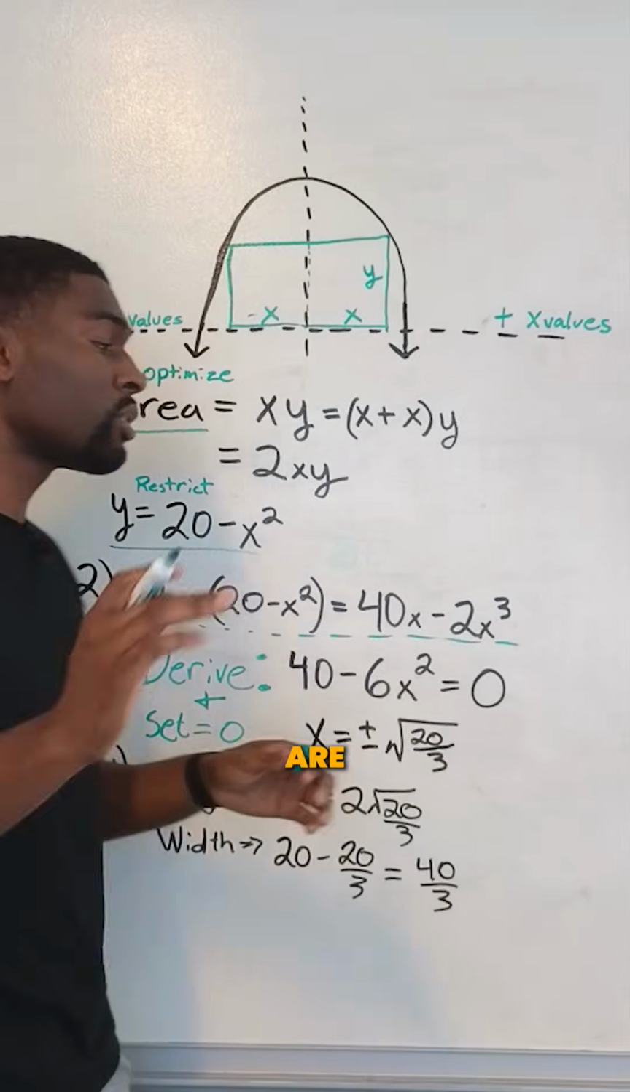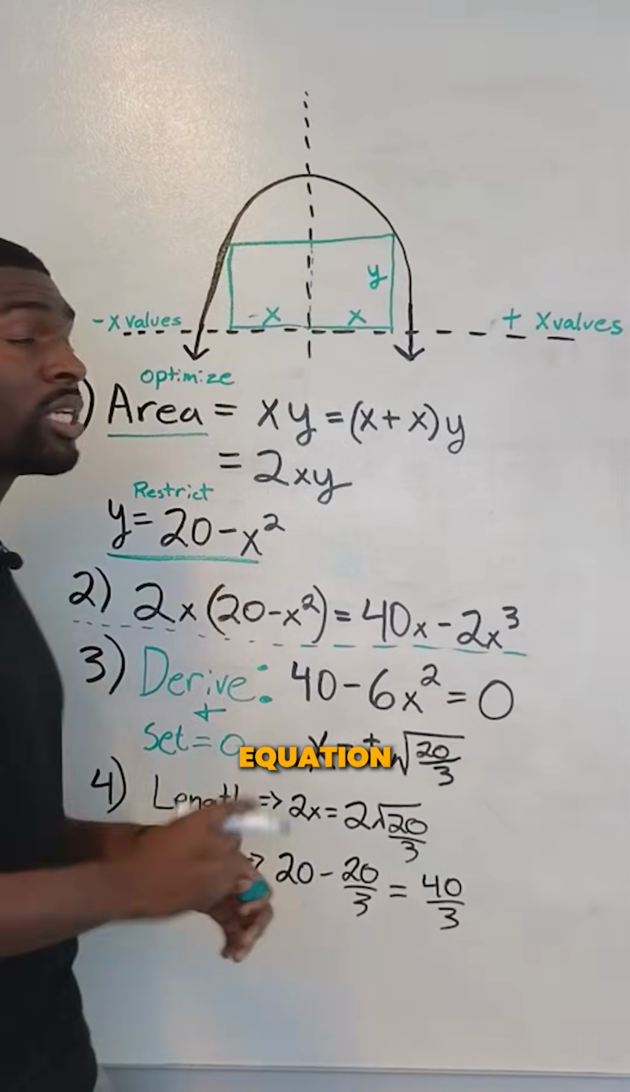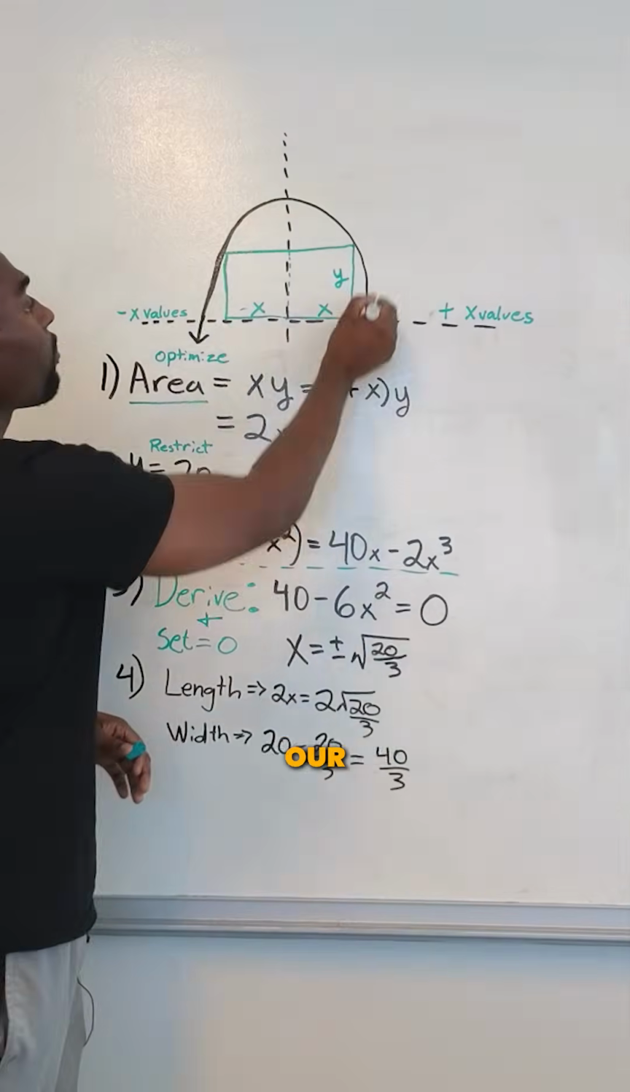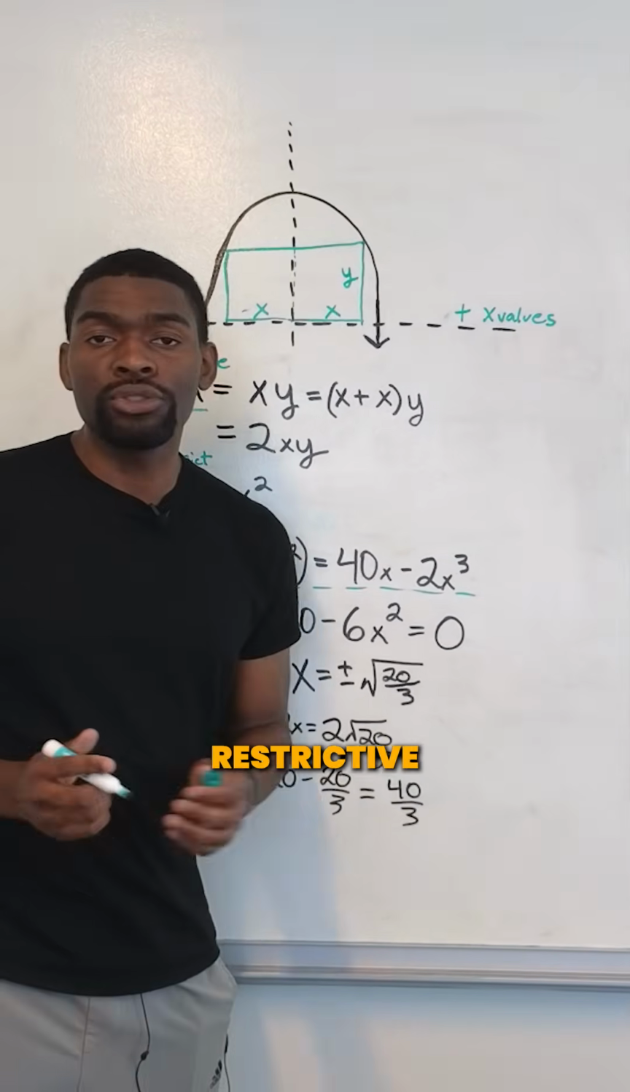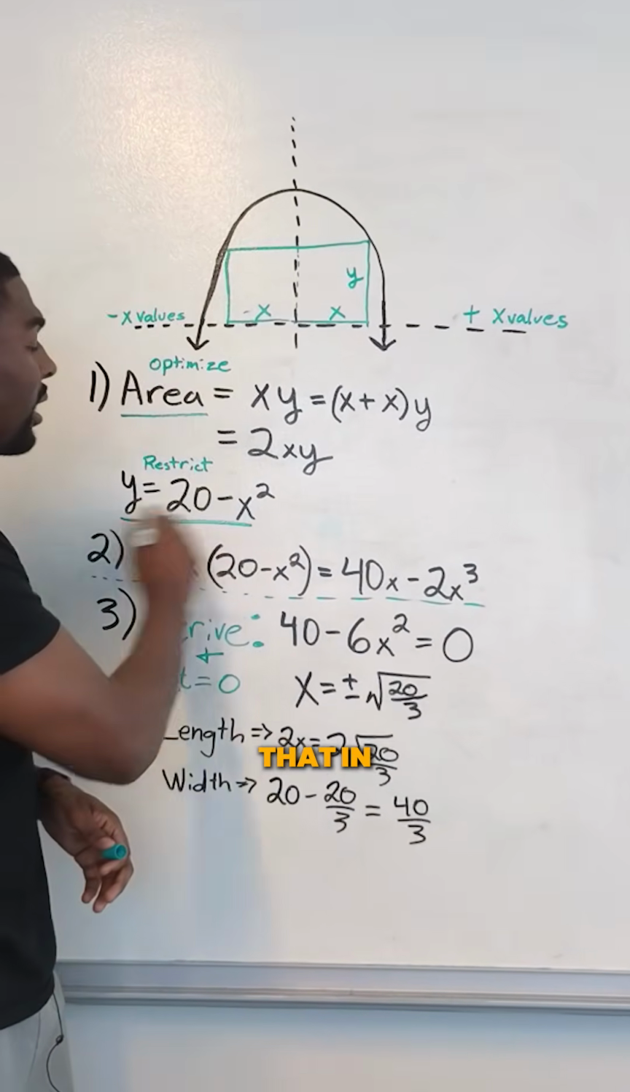Now, when we have things that are restricting our optimization equation, like in this problem, we see that our parabola is restricting the area of our rectangle. That is a restrictive equation, and we're going to use that in a second here.